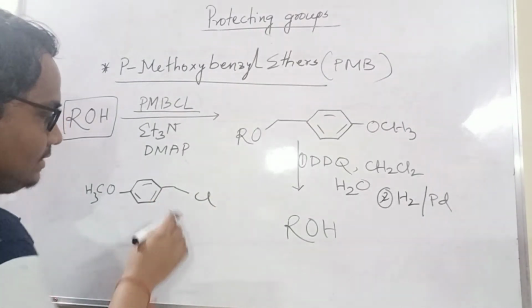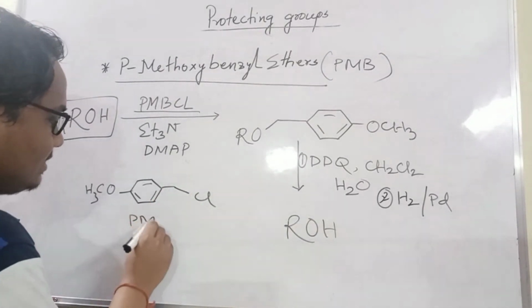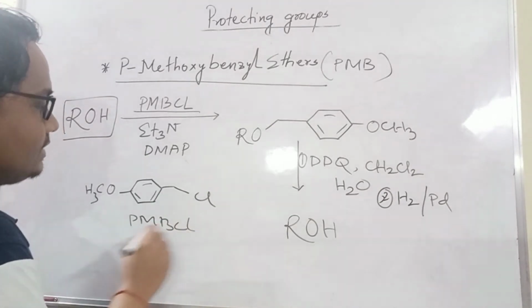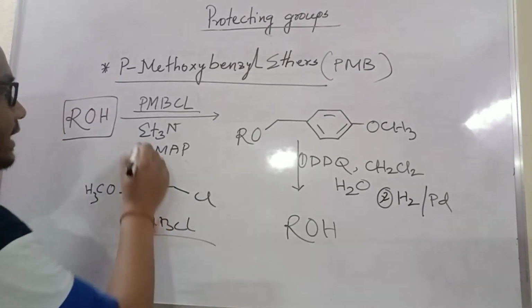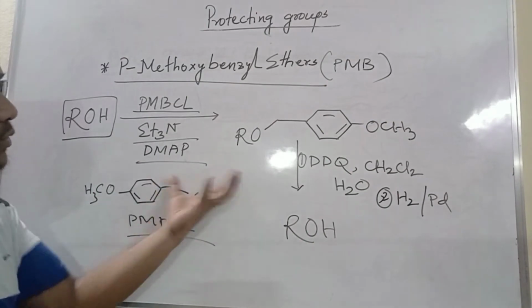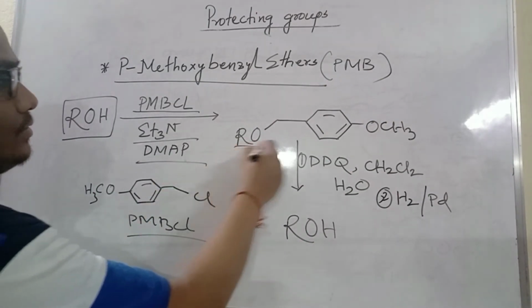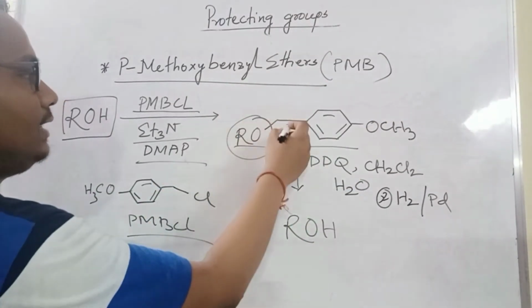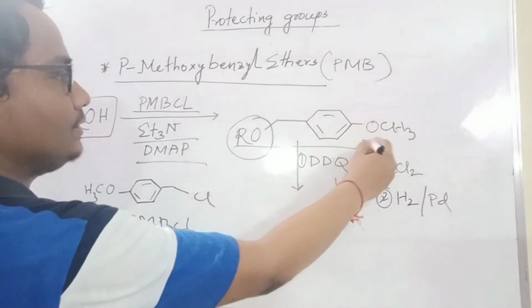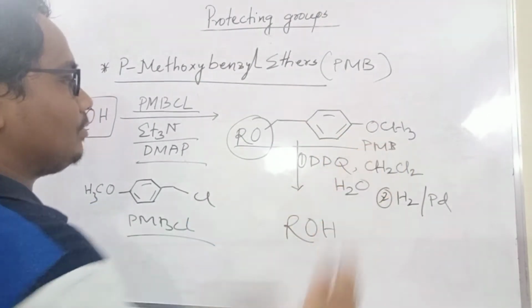Para-methoxybenzyl chloride. This is para-methoxy PMBCl. So this is para-methoxybenzyl chloride, triethylamine, and DMAP if you use it, and at that time you will get this one: this alcohol part, and this is the remaining PMB part. So that is one type of important group.